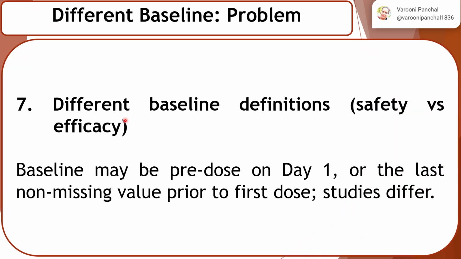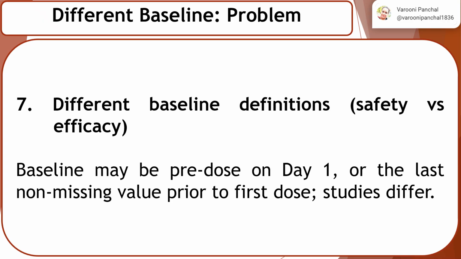The problem here is having different baseline definitions, safety versus efficacy. Now, you have 12 individual studies that you are trying to pool into one single ISS or ISE study. So what happens is the baseline definition will not be the same. It will differ from study to study. So say in one study, you have baseline maybe pre-dose on day 1, or in another study, it could be baseline as the last non-missing value prior to first dose. So how to fix this problem?